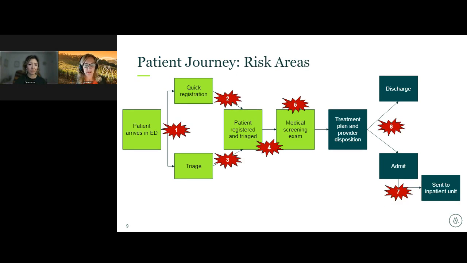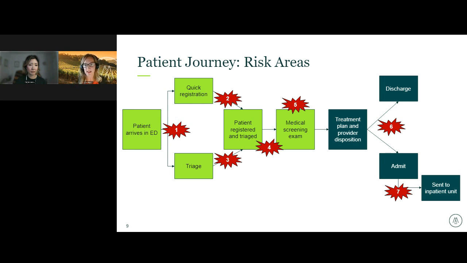So this slide really illustrates all of the risk areas along the journey. I talked a little about the arrival of the patient and how that in itself can be an extremely critical piece to pay attention to, making sure that you know every patient or every person that arrives. The person might not even be a patient seeking a health workup, but somebody might have walked into your waiting room or in through your doors. You really need to be investigating what they're doing there. Again, we talked about quick reg and triage. The piece to take away with quick reg is, we call it quick reg because it should really be quick.